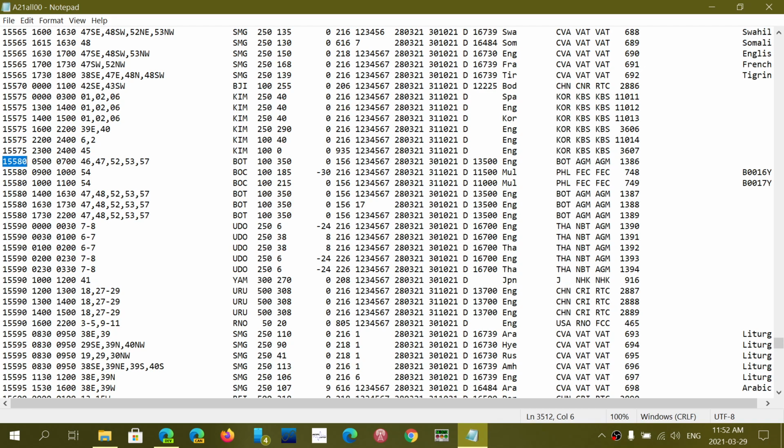For example, if I was listening yesterday to English, Voice of America, around 1830 UT, so 15580, 18 UTC, and 1730 to 22, BOT for Botswana Relay, and AGM being Voice of America, the Agency for Global Media, which is the agency running Voice of America. So AGM will tell you that, well, that was VOA right here on this frequency, broadcasting from Botswana Relay.